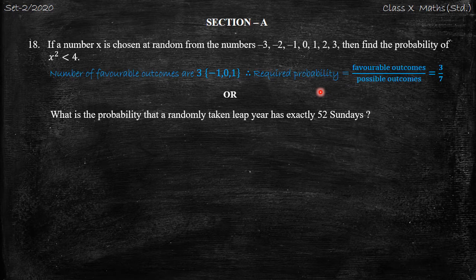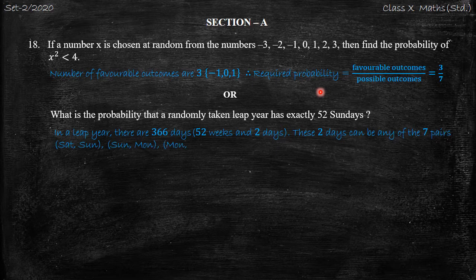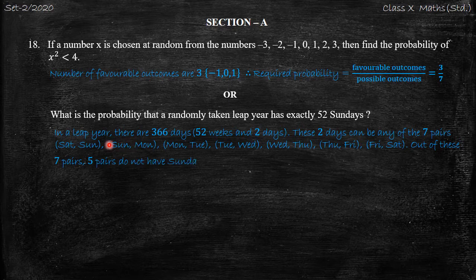Okay, the next question is related to leap year. In a leap year there are 366 days. That means 52 full weeks and 2 additional days. So these 2 days can be any of the 7 pairs: Saturday-Sunday, Sunday-Monday, Monday-Tuesday, like that. Here you can see Sunday is available only in these 2 pairs. All the remaining 5 pairs don't have that. So the probability is 5 over 7.